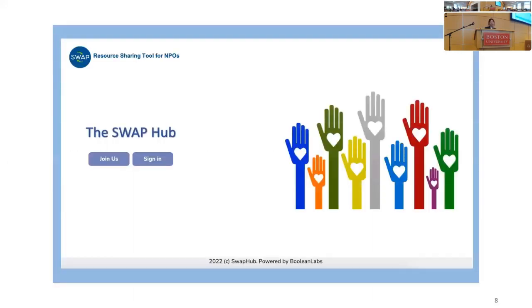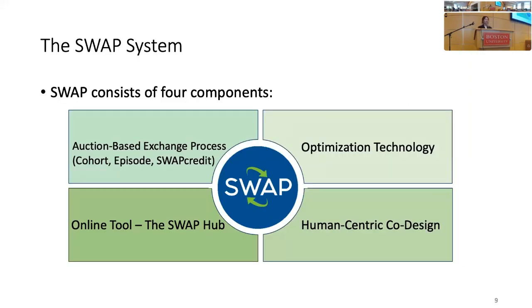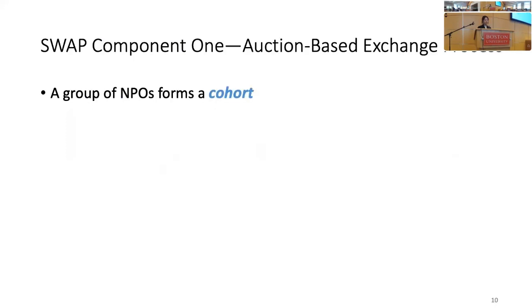Here is our solution, SWAP. SWAP consists of 4 components. I will cover all of them. The first one, the auction-based exchange process.